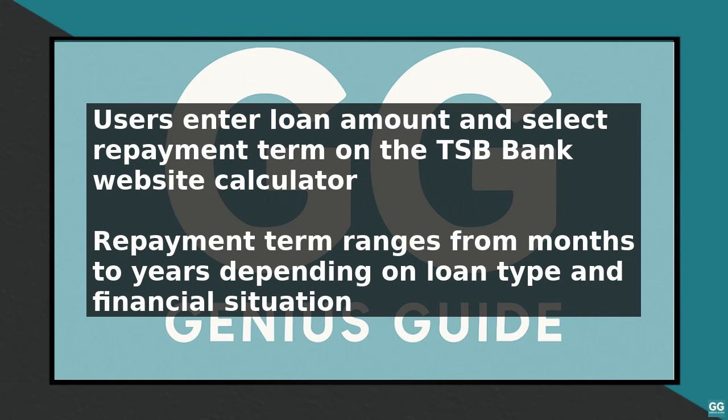After entering the loan amount and repayment term, you need to select the interest rate. The interest rate is the rate at which interest is charged on your loan, and it can vary depending on the type of loan and your credit score. The TSB Bank Loan Calculator allows you to choose from a range of interest rates, so you can see how different rates affect your monthly repayments.